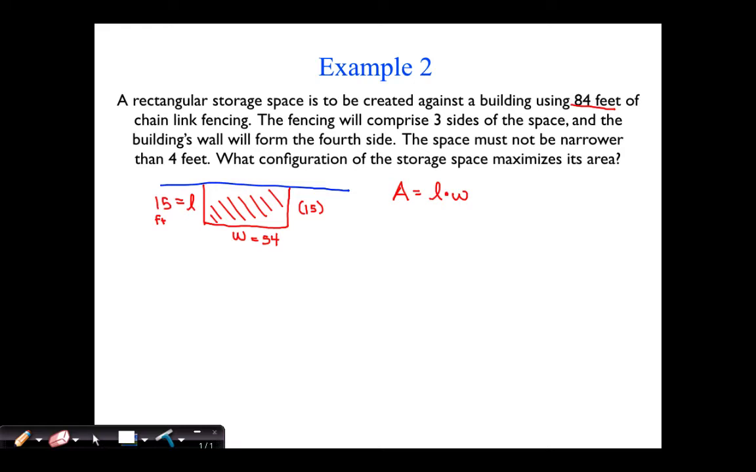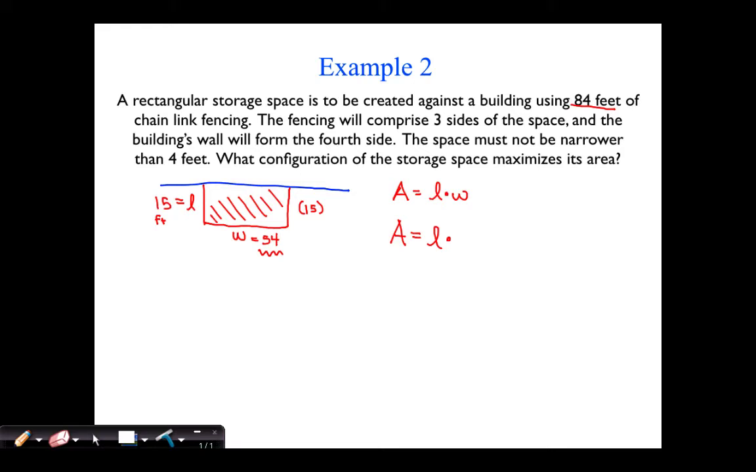Well, what if I don't just make up a number? What if I just call it L? How do I write an expression for this other side if L feet of fence have been used for the side that's indicated, the side that there are 2 of?